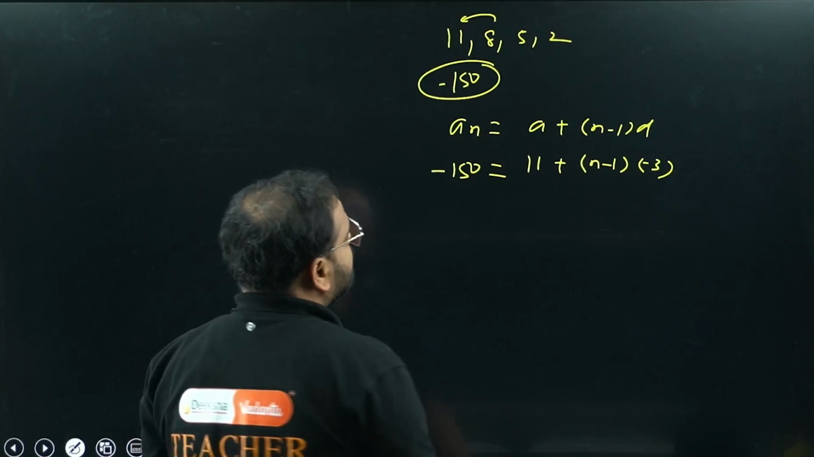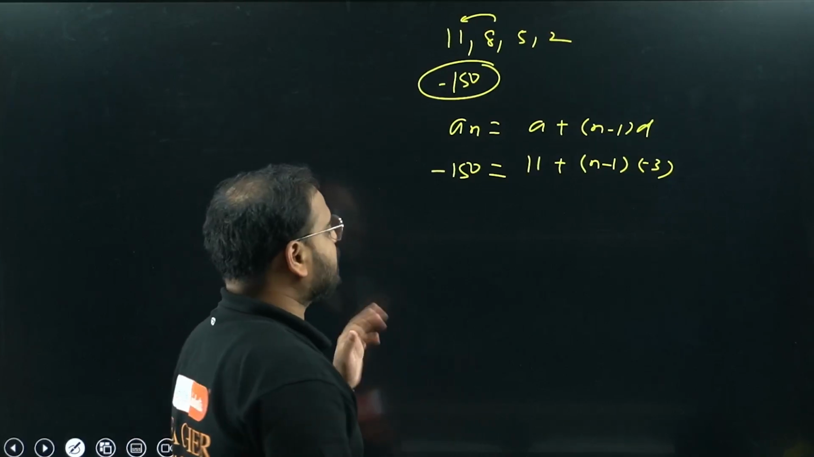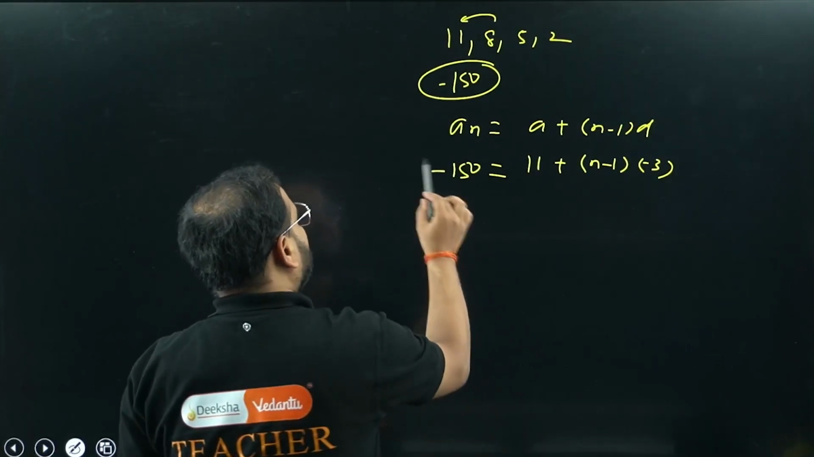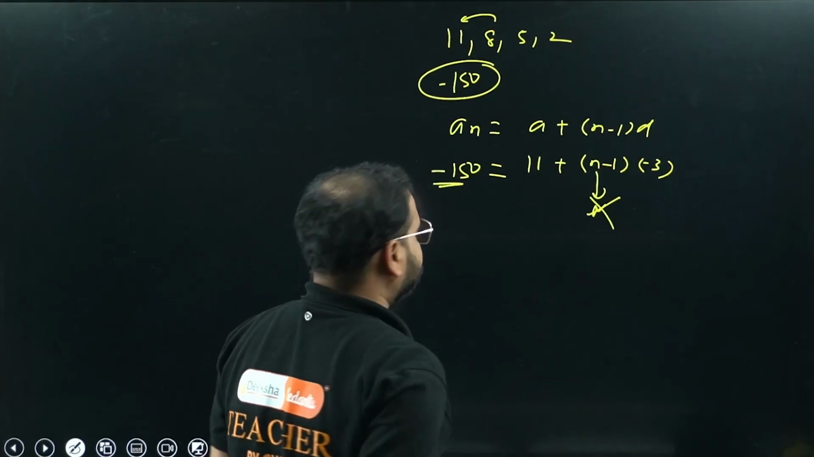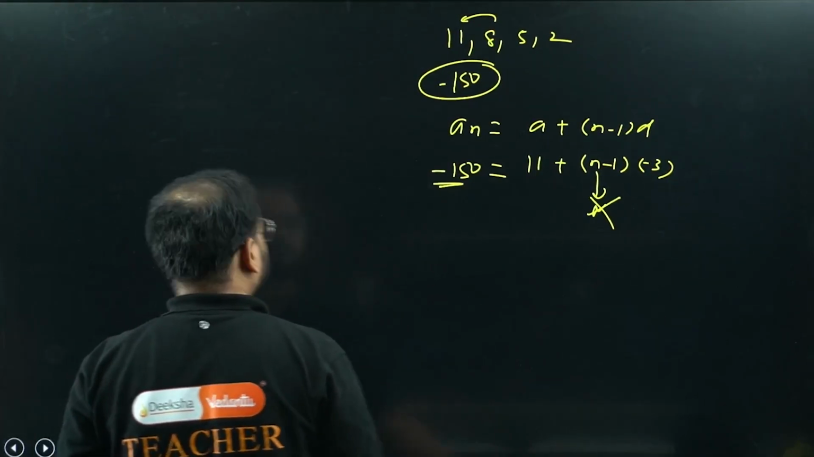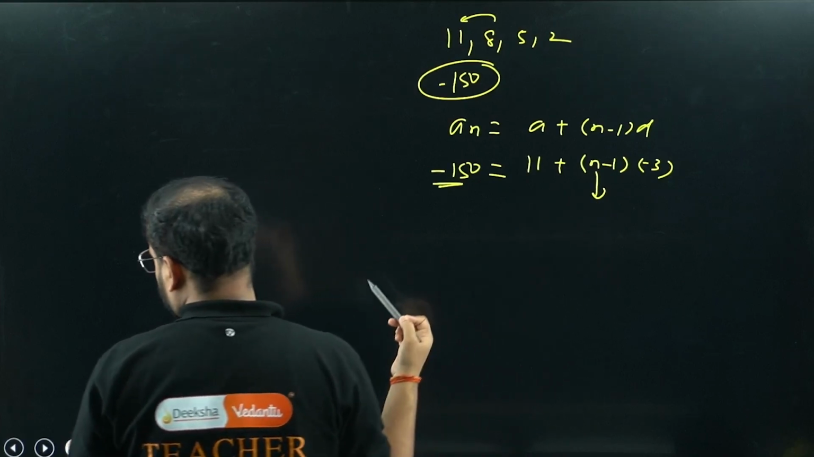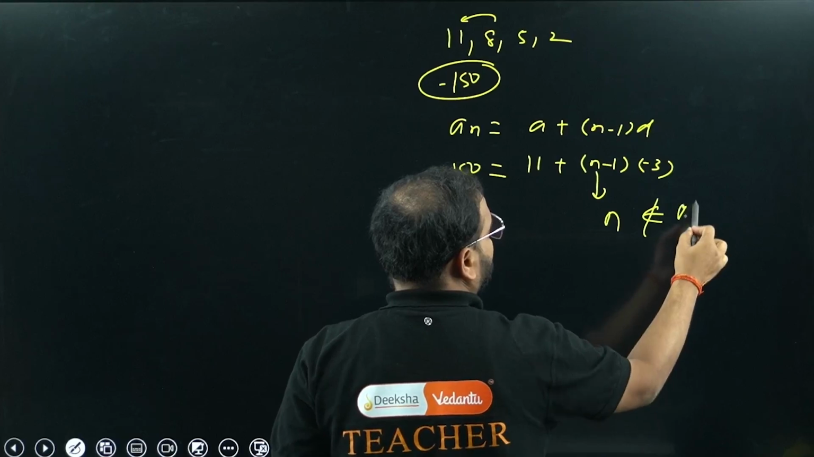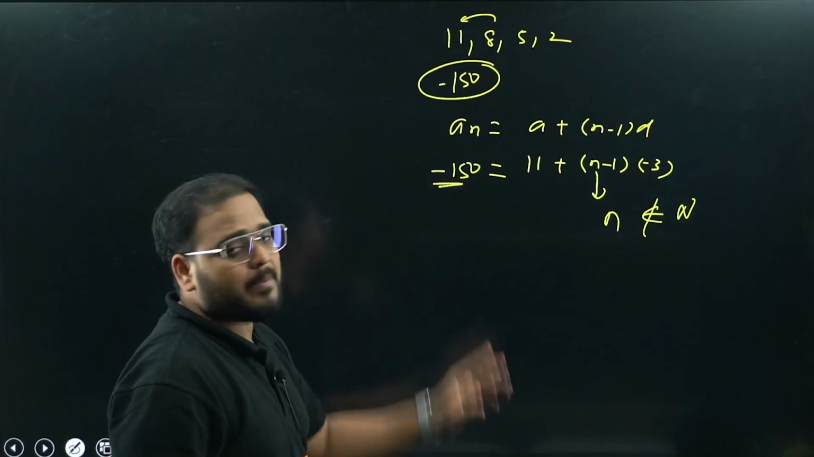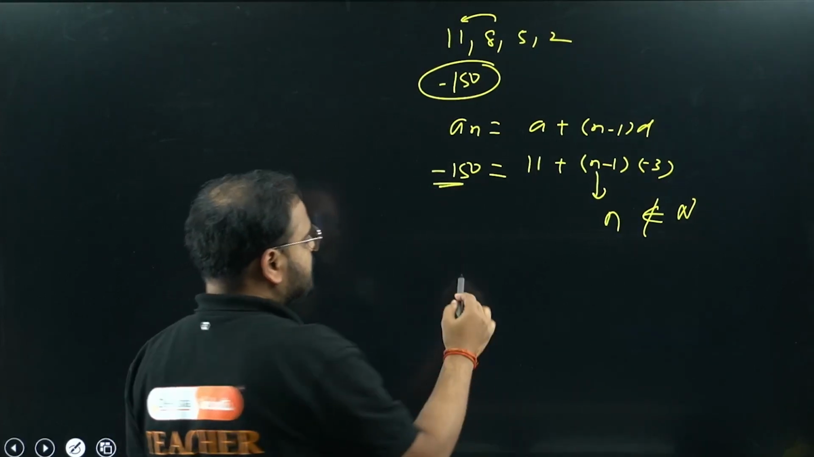So natural number. If it is not a natural number, it cannot be a term. For this term minus 150, if I get n not equal to a natural number, then this number will not be part of the series, right? Correct, na? Let's check it.